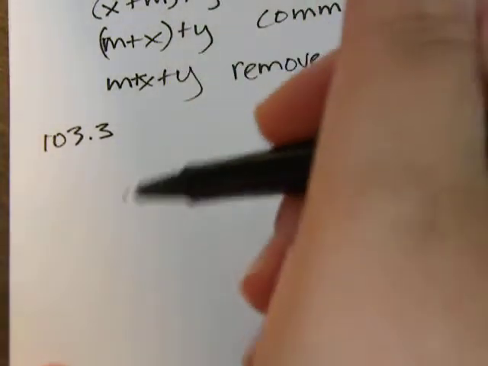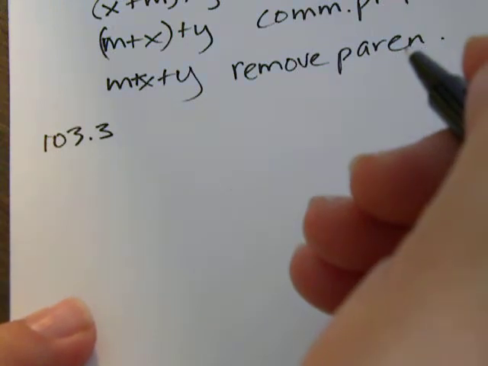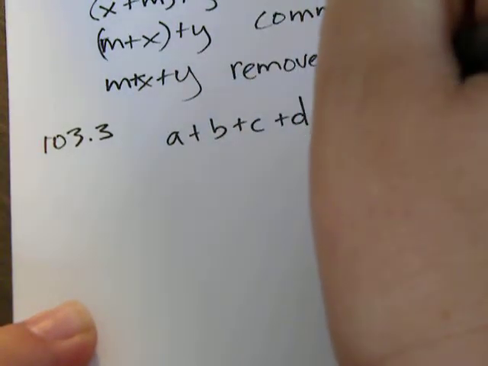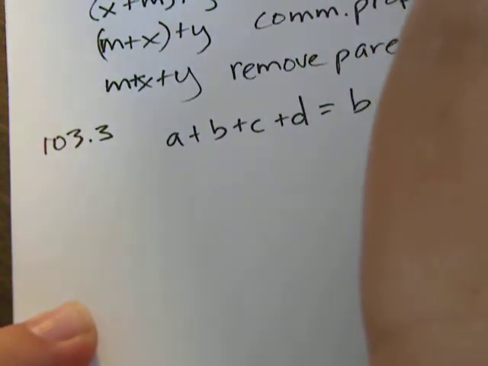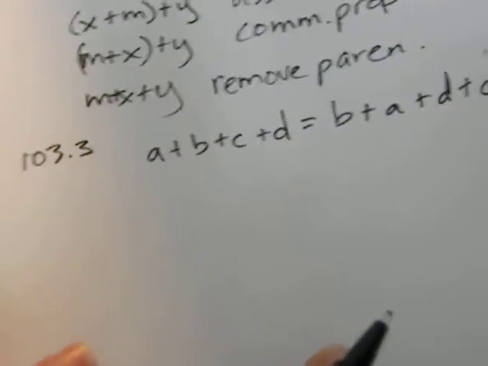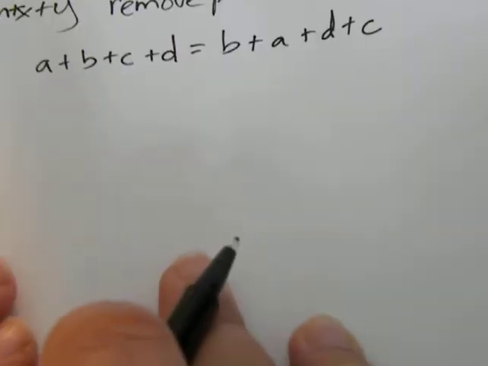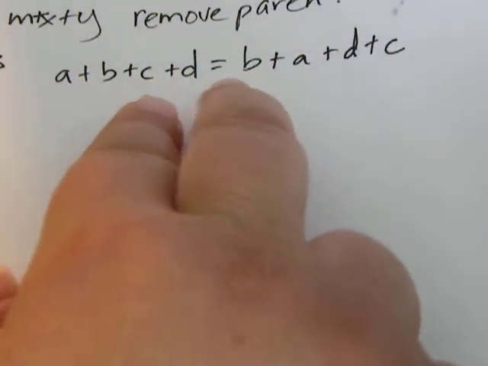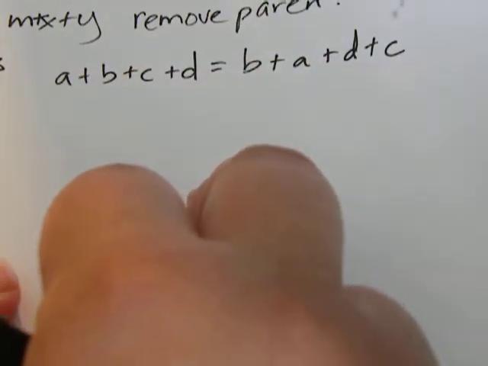Okay, so now we'll do 103.3. If A, B, C, and D represent unspecified real numbers, show that A plus B plus C plus D is equal to B plus A plus D plus C. So in this one, I can see that I need to take A and B and switch them, and C and D and switch them. So we're just going to do it one step at a time.